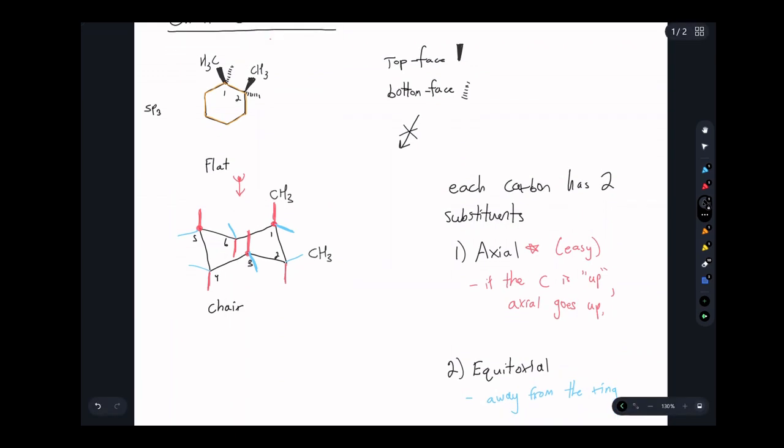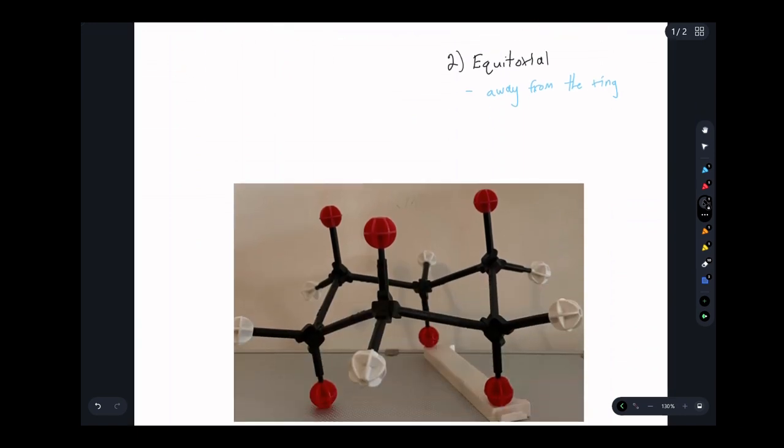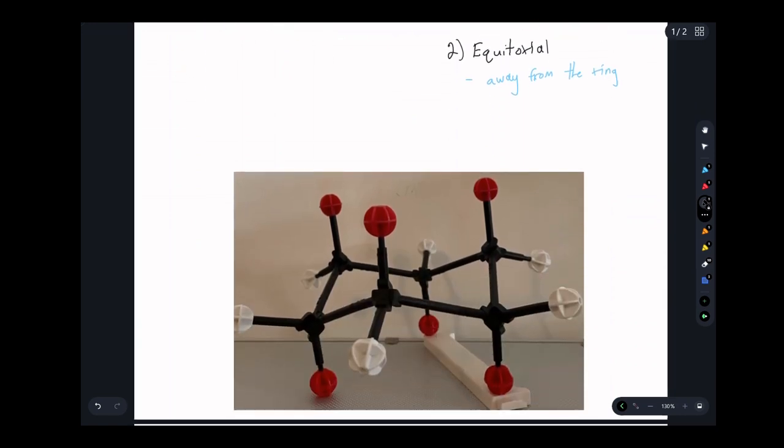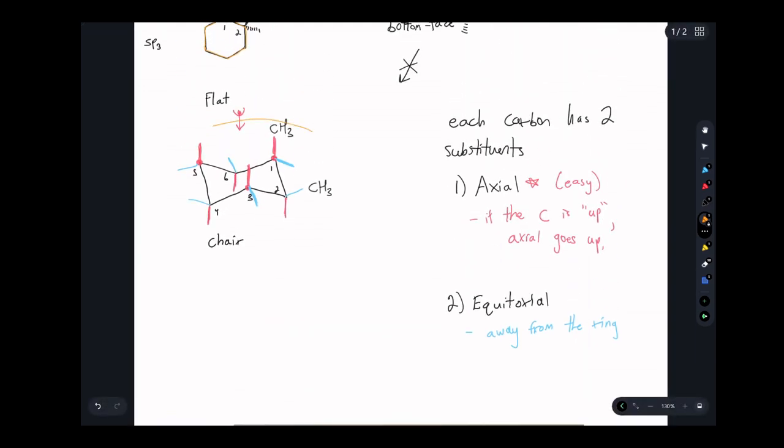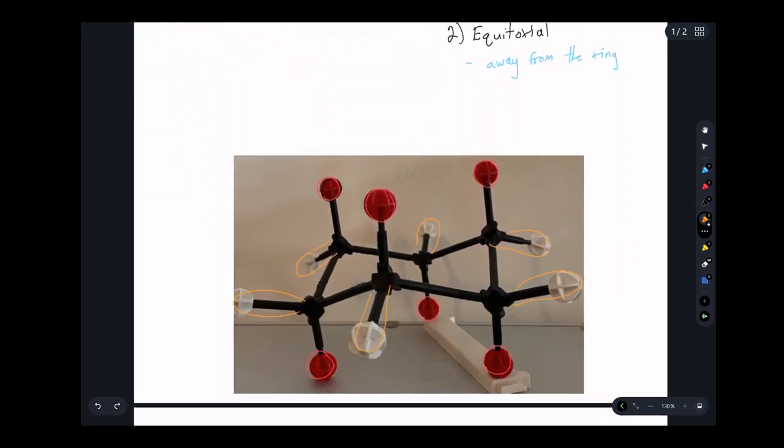So, excellent. Let's take a look now at what that would look like with the model kit. Here we can see that the red dots represent the axial positions, as they are all going straight up and straight down. And we can also see that the equatorial positions are kind of projecting away from the ring, as discussed. So that's how we can understand this 3D structure using a 2D drawing. And again, being able to do that is a core skill in organic chemistry.